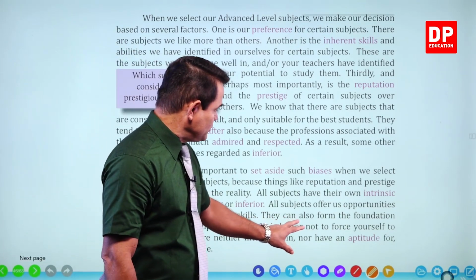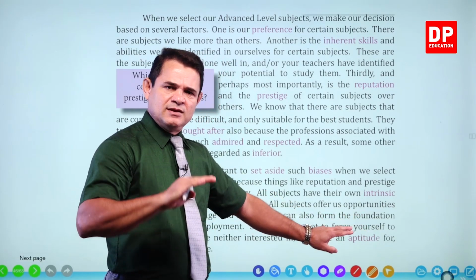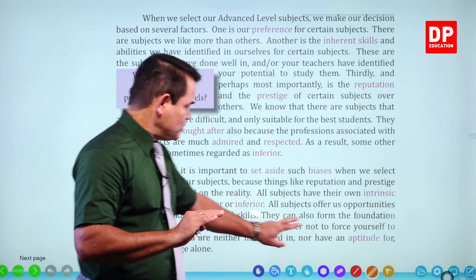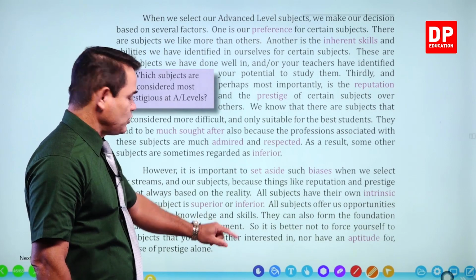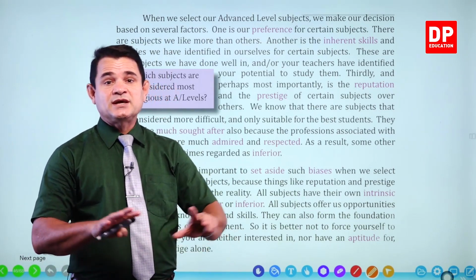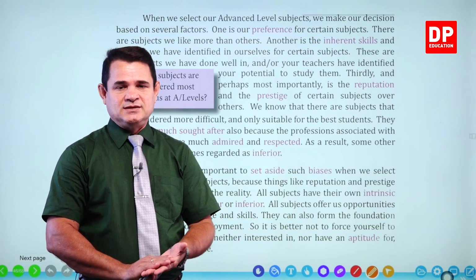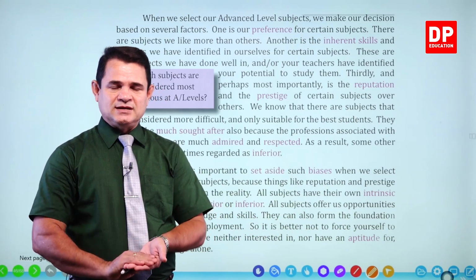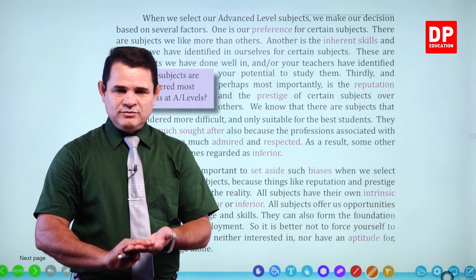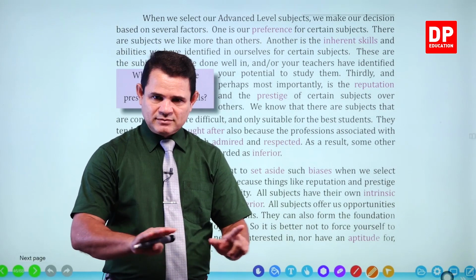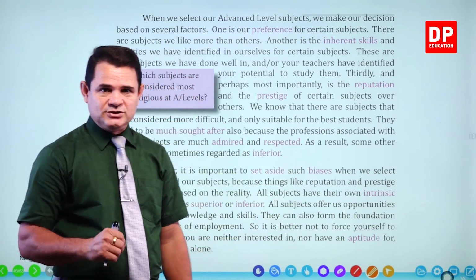They can also form the foundation. Foundation means basis. For what? Foundation for various types of employment. All these subjects can lay the foundation for various jobs. Any subject is a foundation for various different kinds of jobs.